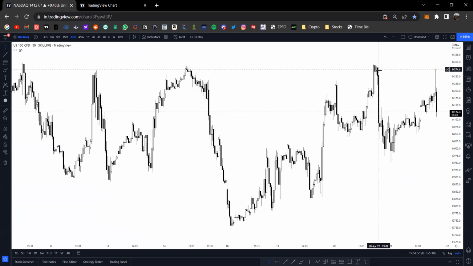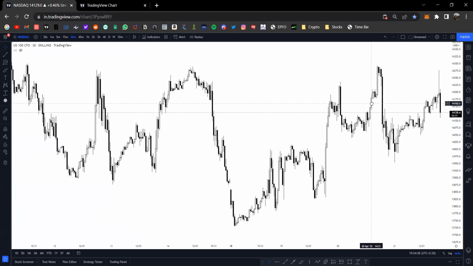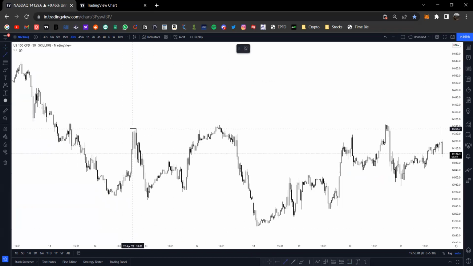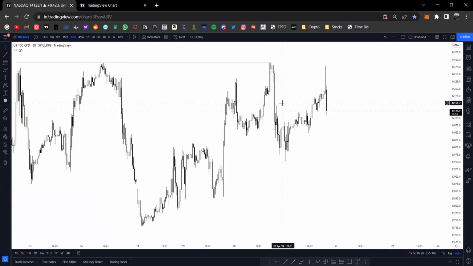You see this last high has taken out all the liquidities from here. You see, one second.